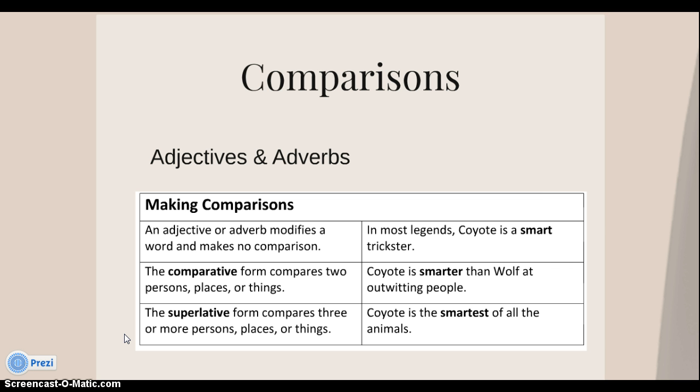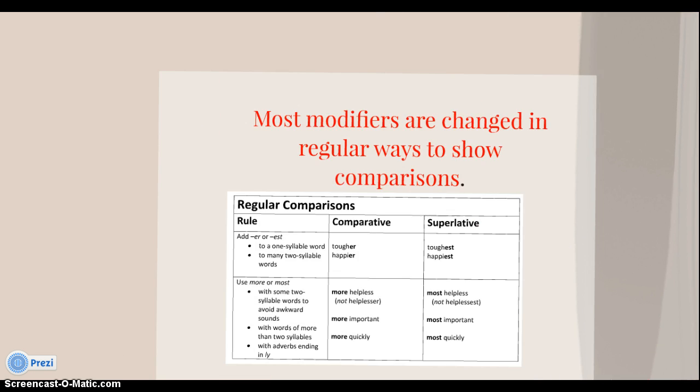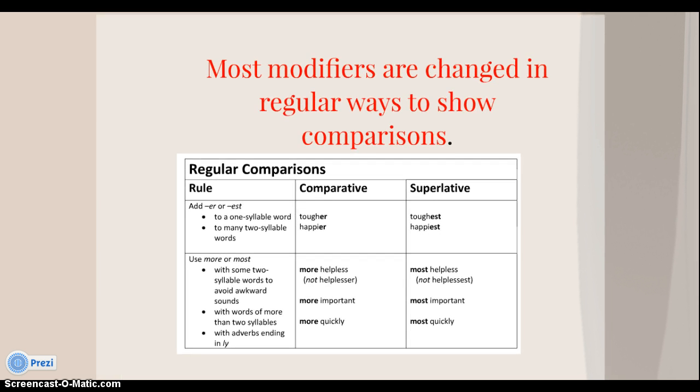You use the comparative form when you're comparing two things, or two people, or two places. Look at the example. Coyote is smarter than Wolf at outwitting people. So now we're looking at the differences between Coyote and Wolf, and we're saying Coyote is smarter than Wolf. When we need to compare three or more persons, places, or things, we use a form that's called superlative. Let's look at the example for that. Coyote is the smartest of all the animals. So now we're comparing Coyote to all the other animals, and when we do that, we use what's called the superlative form. So let's take a look at how we make these different forms.